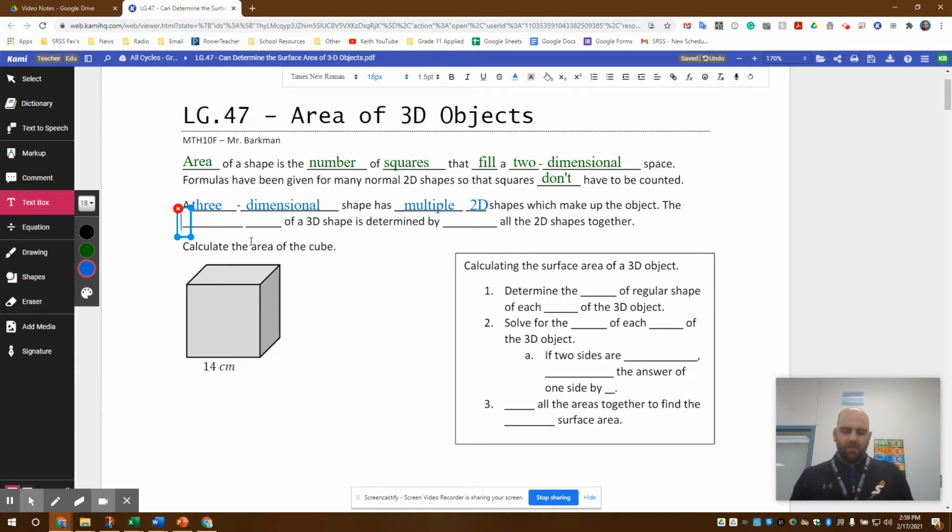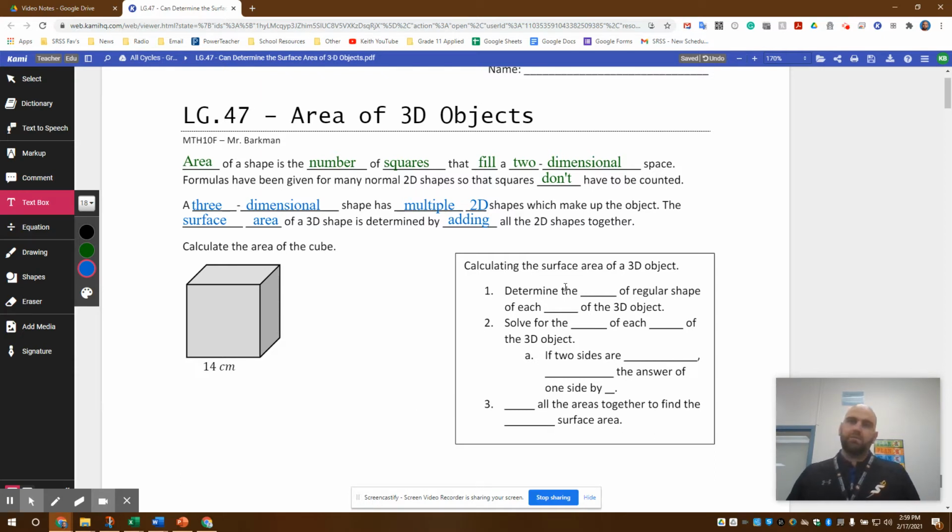Okay, the surface area, and we're going to be very distinct on that difference. The surface area of a 3D shape is determined by adding all of the 2D shapes together. So we're going to take this cube and we would add all 6 sides of it together.